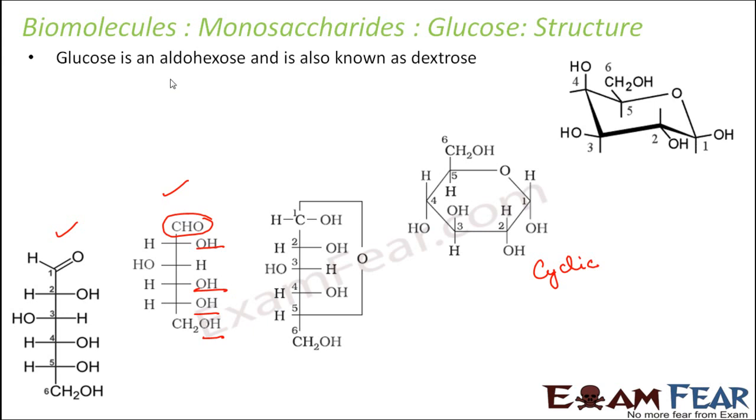So glucose is an aldohexose. Aldo because it has an aldehyde group, hexose because it has hex, which is 6. So 6 carbons, and for all the sugars, their name ends with OSE, like sucrose, glucose, fructose, galactose. So that OSE denotes the name of a sugar. It is also known as dextrose. So this is another name for glucose.